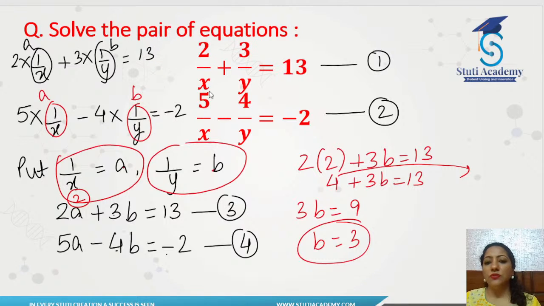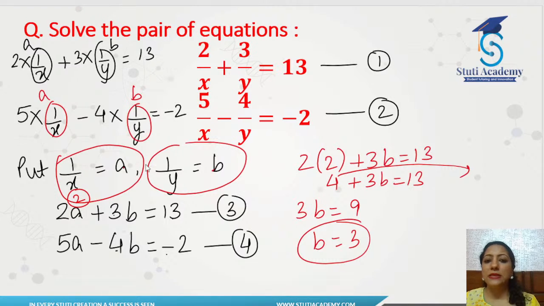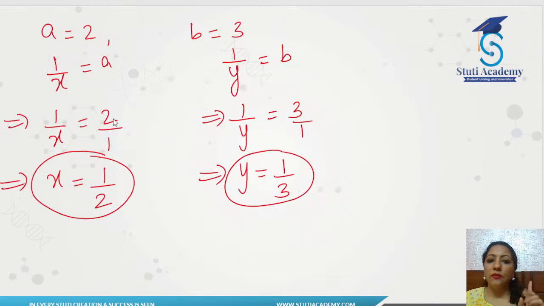So you can take the values of 1 upon x and 1 upon y, put them in terms of a or b, u, v, anything, any two different variables. When you bring it down to a linear equation in two variables, then you can solve either by elimination method or by substitution method. Once you are done with this, then you will get the values of a and b. When you get the values of a and b, put them right in the beginning as we took 1 by x as a and 1 by y as b. And from here, you have to solve for x or y. I hope students, this question is clear to all of you.